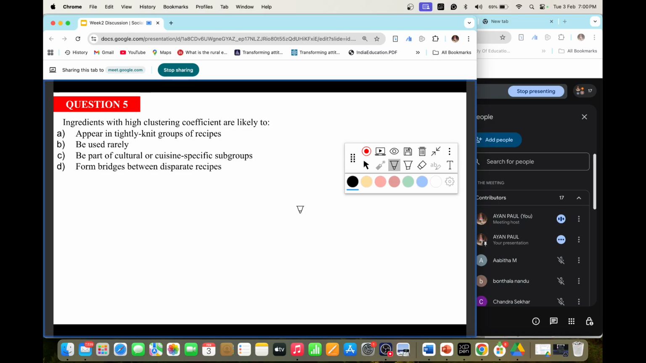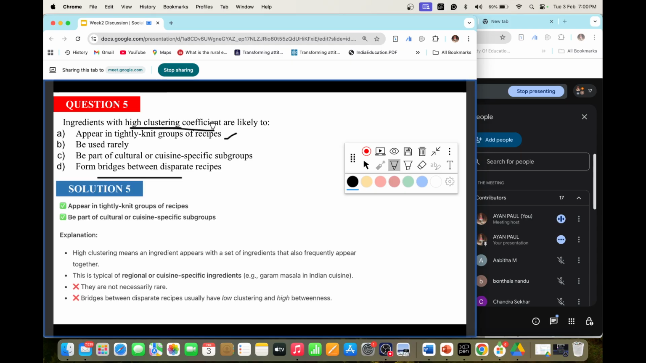Ingredients with high clustering coefficient are likely to appear in tightly knit groups of recipes. That is right. Be rarely used, we cannot say that. Form bridges between the disparate recipes, we cannot say this, because here we have a high clustering coefficient, so we are talking about clusters, not betweenness. So appearing in tightly knit groups of recipes is true, and being part of cultural or cuisine-specific subgroups. High clustering means an ingredient appears with a set of ingredients that also frequently appear together.